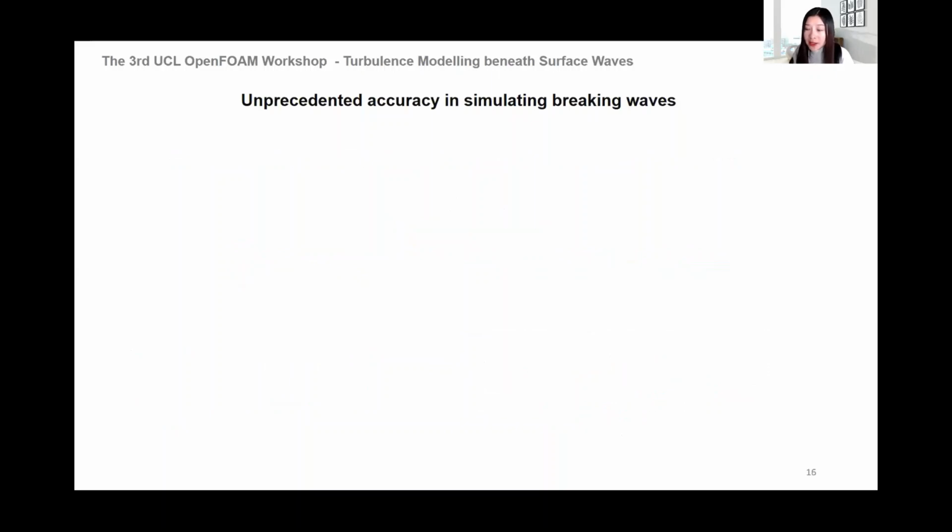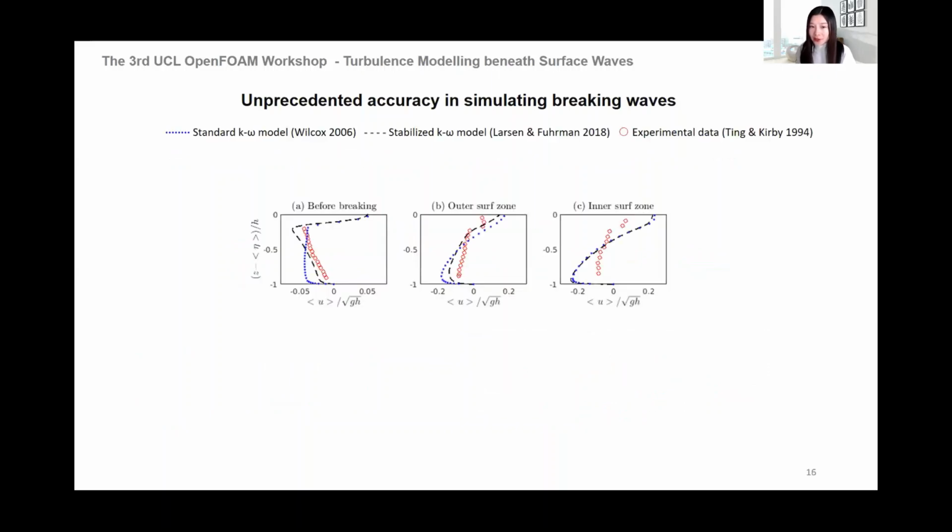And moreover, for the undertow velocity profile, this figure we have seen before, you can see that the standard and also stabilized two-equation models cannot predict well the undertow velocity in the inner surf zone. And here is our RSM result. You can see the big improvements in the inner surf zone.